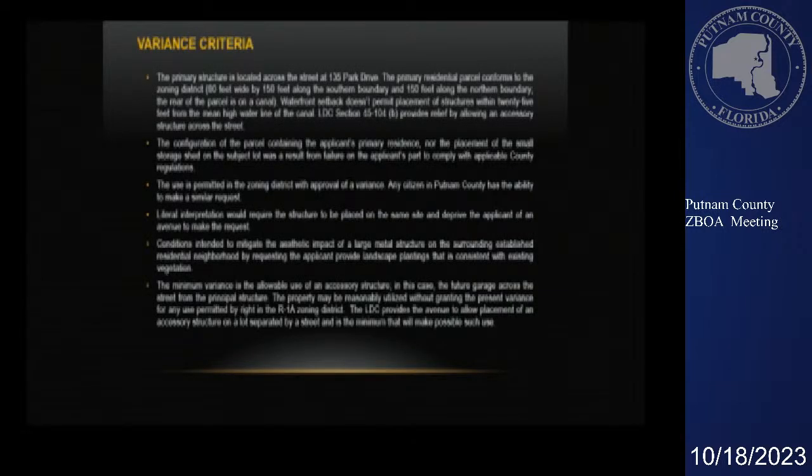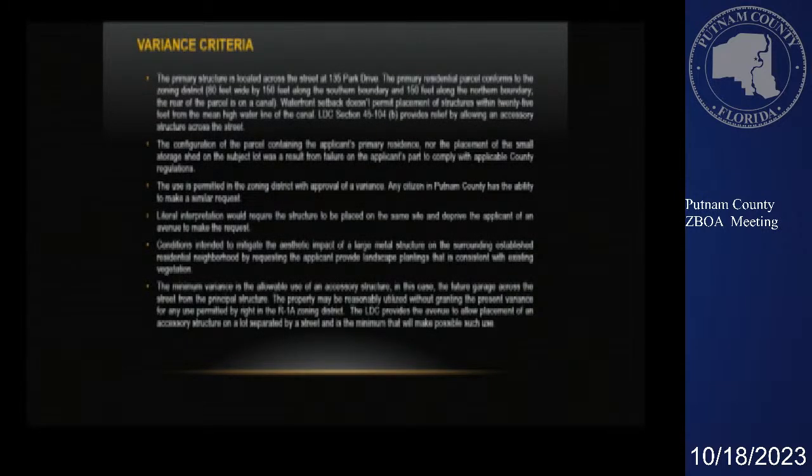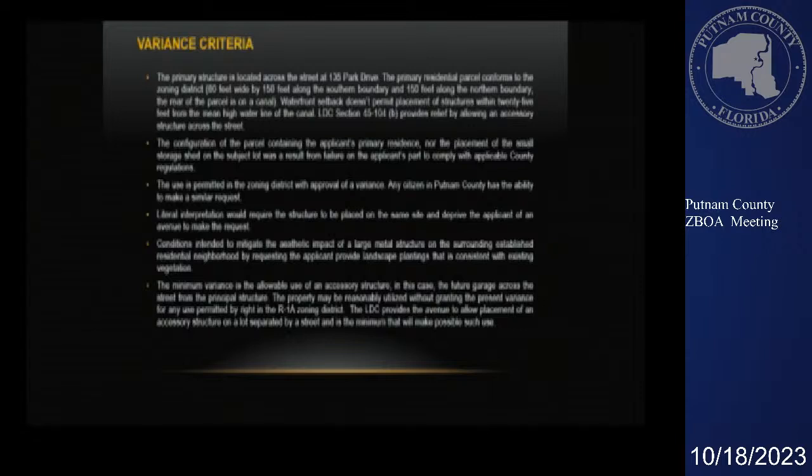And finally, we come to the variance criteria. The primary structure is located across the street at 135 Park Drive. It is on a parcel that conforms to the zoning district, 80 feet by 150 feet, with the rear being the waterfront. Waterfront setbacks do not permit the placement of a structure within 25 feet from the high water line, as LDC section 45-104 provides relief allowing for accessory structure to be placed across the street.